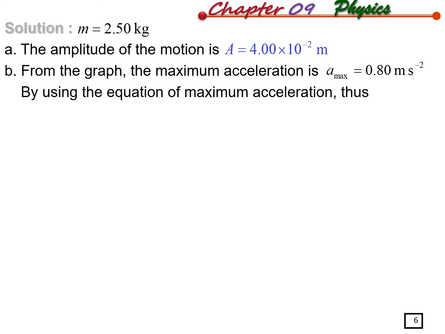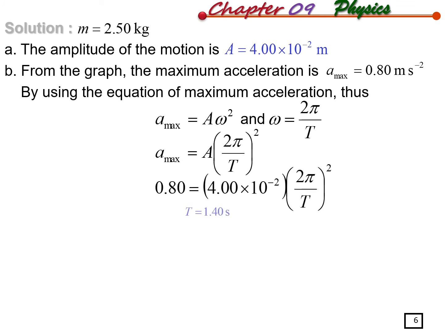And then using the equation for maximum acceleration, a maximum will be equivalent to amplitude times omega square. So from there, replacing the value, we can determine the value of the period, which will be equivalent to 1.40 second.